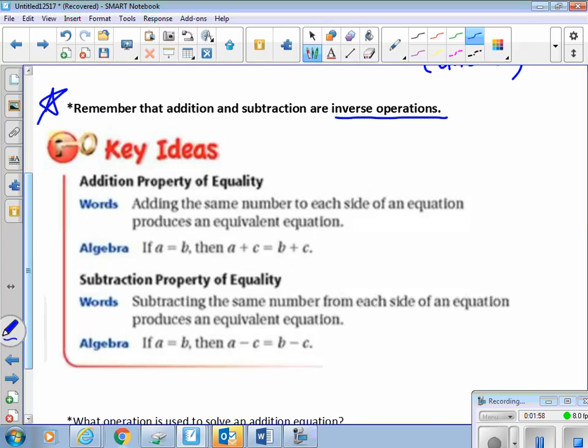Similarly, the subtraction property of equality. If you subtract the same number from each side of an equation, that will also produce an equivalent equation. If A is equal to B, and you subtract C from A and you subtract C from B, then you still have an equivalent equation. They're still the same.